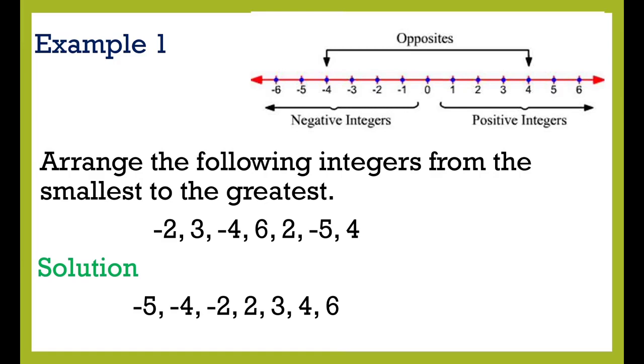So, what is the smallest negative integer? We have negative 5. Next is negative 4. Negative 2. Positive 2. 3. 4. And 6.